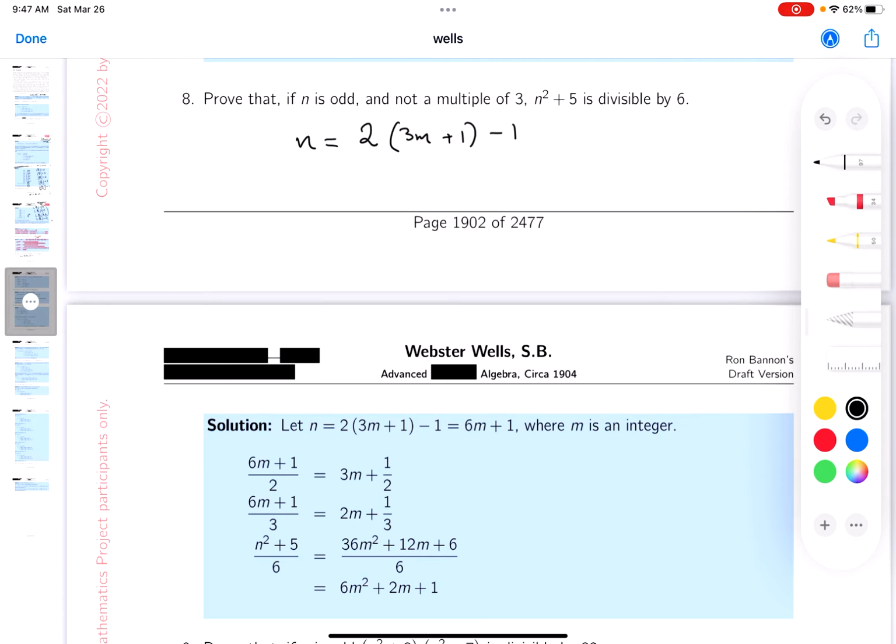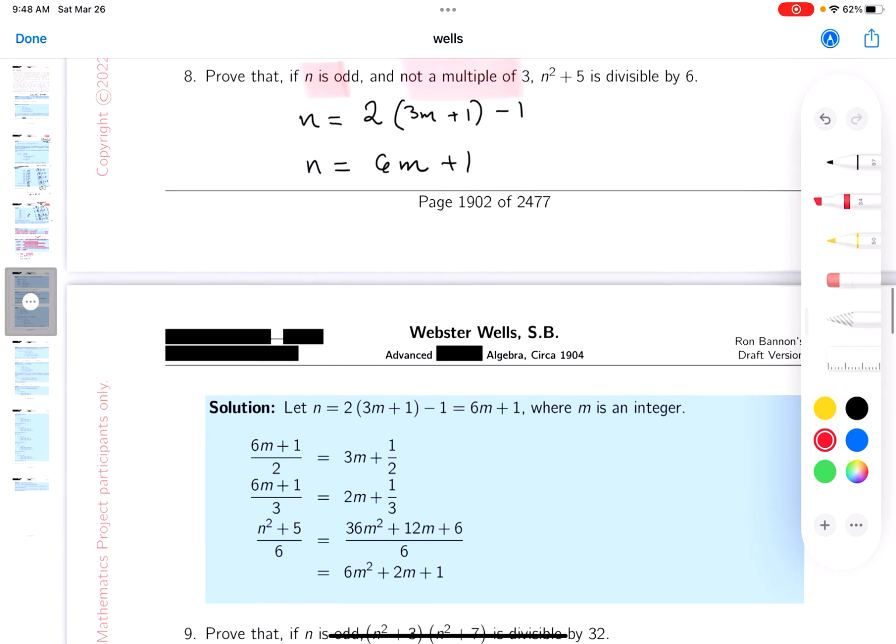All right, you could also add 1. It would also meet the condition. So n would be equal to 6m plus 2 minus 1 plus 1. So, m could be any integer, and then n would not be a multiple of 3, and it would be odd. All right? So it meets the conditions. What are the conditions? N is odd, and it's not a multiple of 3.